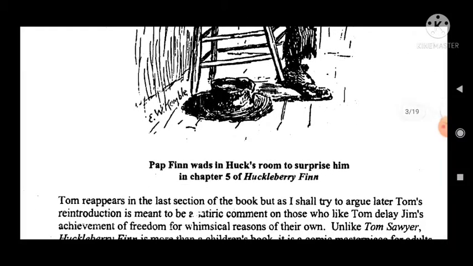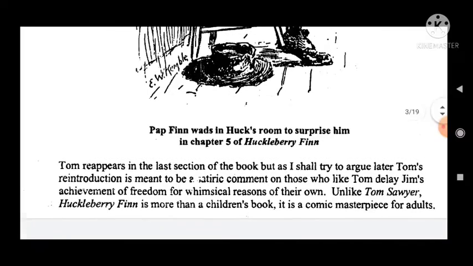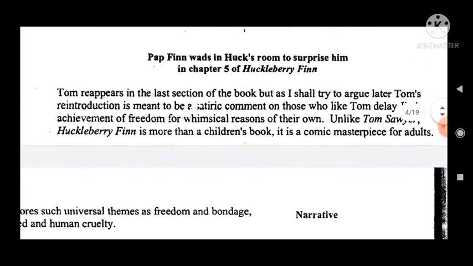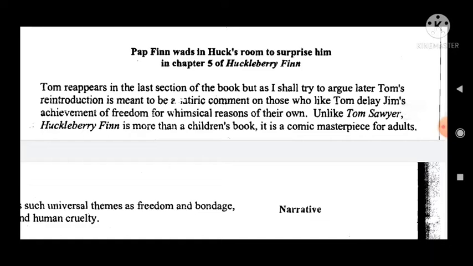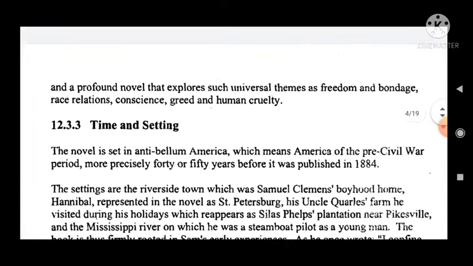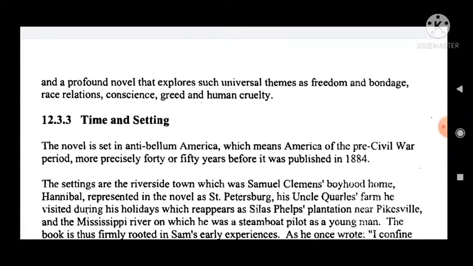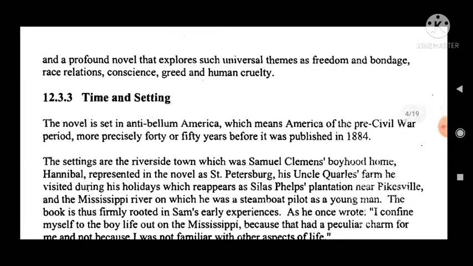Pap Finn waits in Huck's room to surprise him in chapter 5 of Huckleberry Finn. Tom reappears in the last section of the book, but as I shall try to argue later, Tom's reintroduction is meant to be a satiric comment on those who, like Tom, delayed Jim's achievement of freedom for whimsical reasons of their own. Unlike Tom Sawyer, Huckleberry Finn is more than a children's book. It is a comic masterpiece for adults, and a profound novel that explores such universal themes as freedom and bondage, race relations, conscience, greed, and human cruelty.